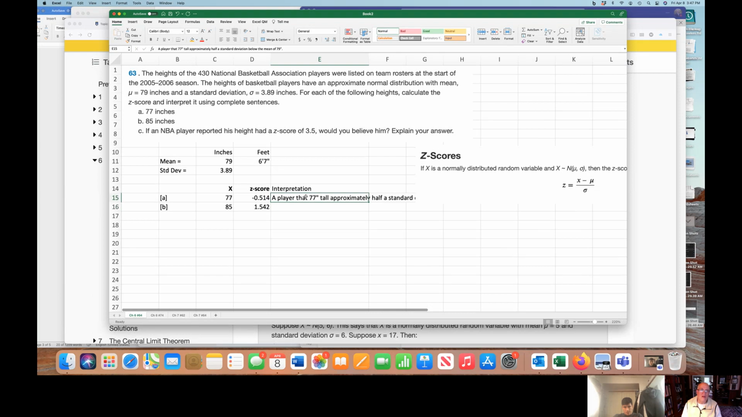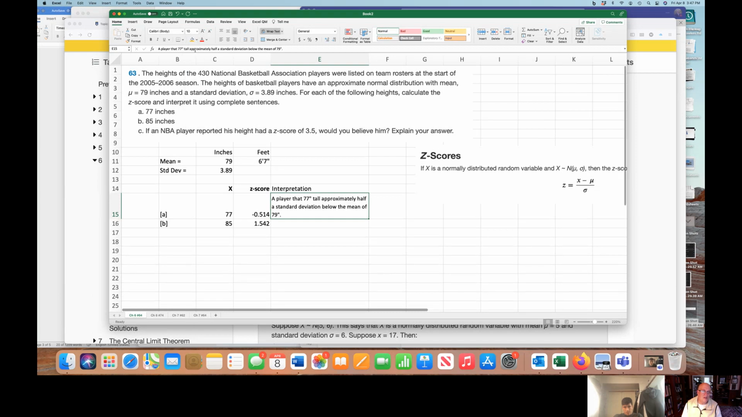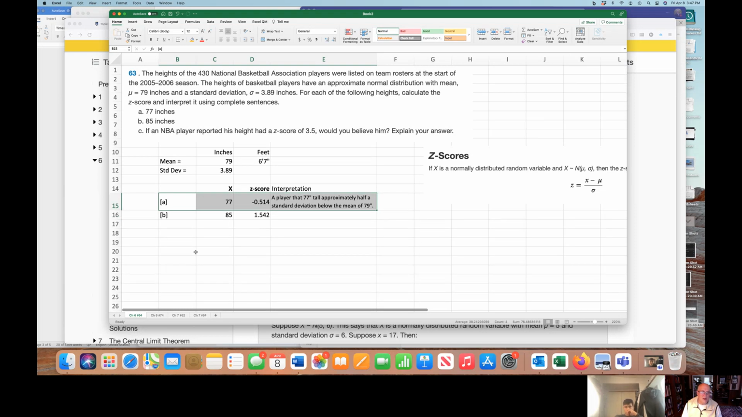So if I want, I can wrap the text. Maybe I'll make the text smaller. And do I want it to look pretty? Sure I do. Maybe I'll make everything in the middle like that. Maybe I'll make this a little bit bigger to make it 2 rows. There we go. There's my answer for that one.